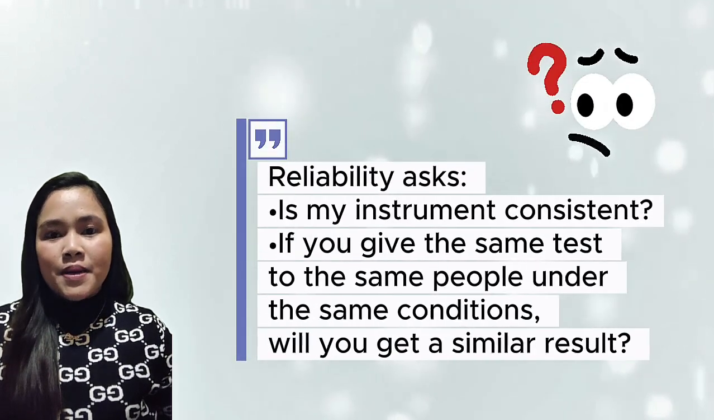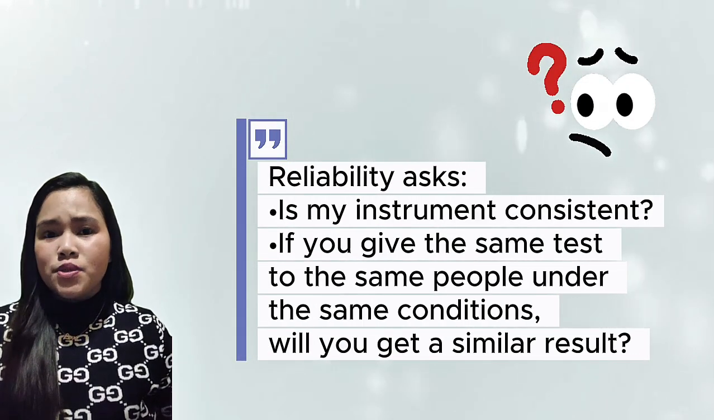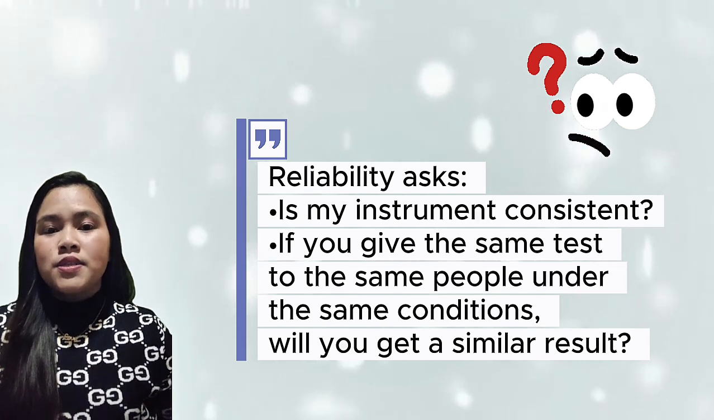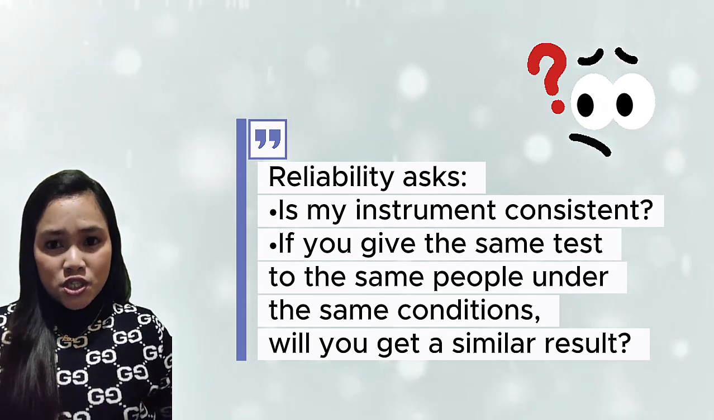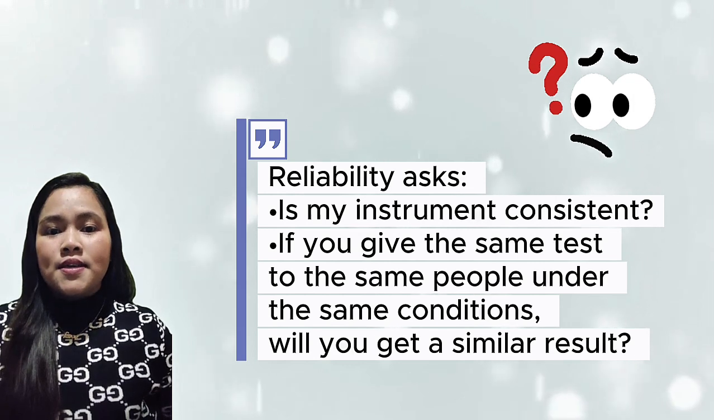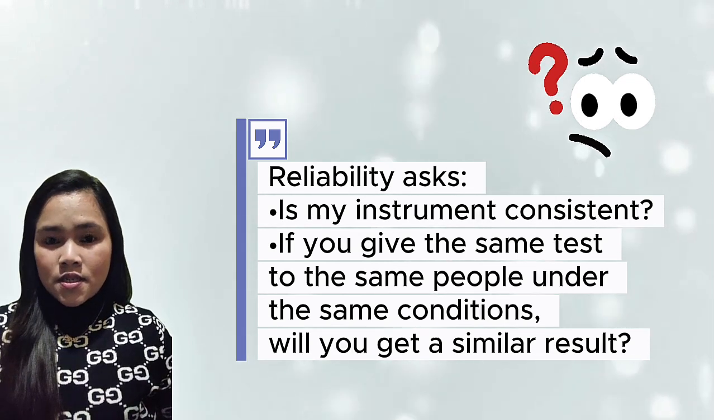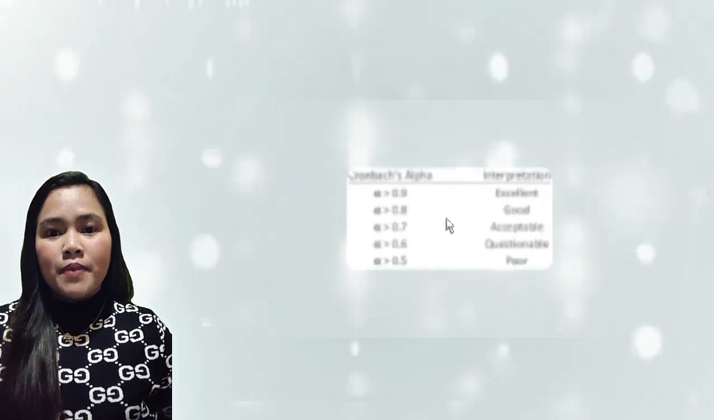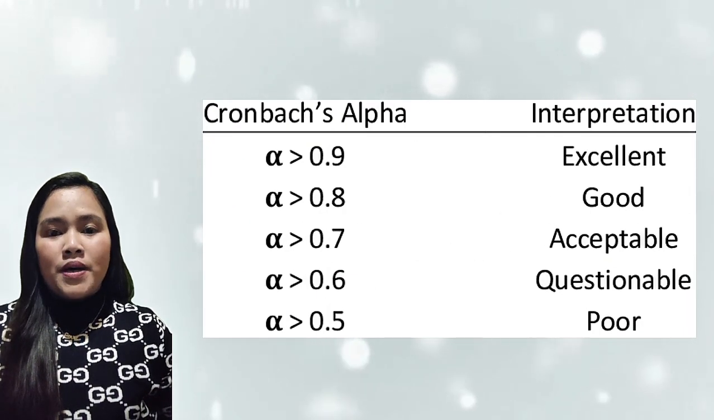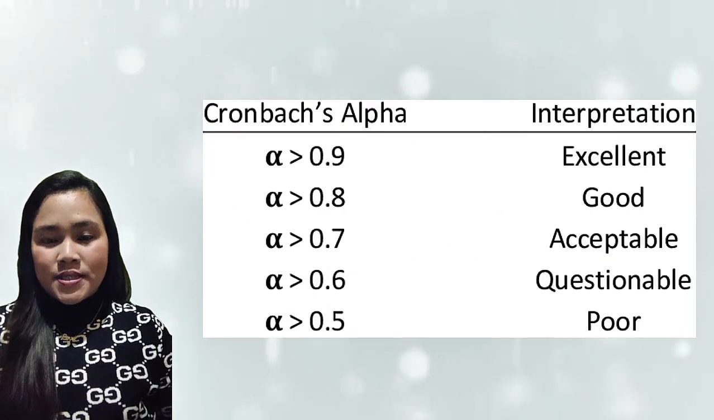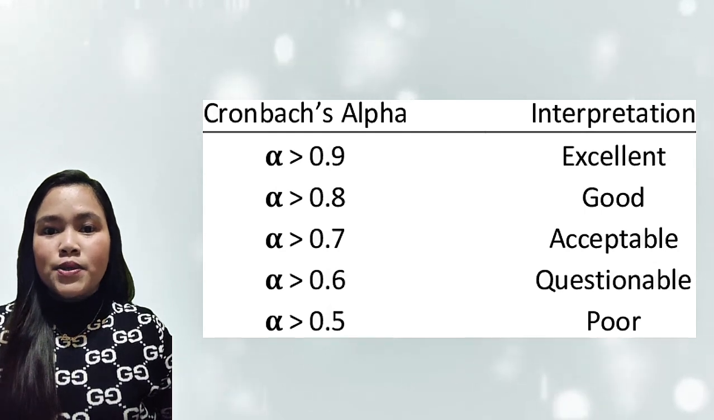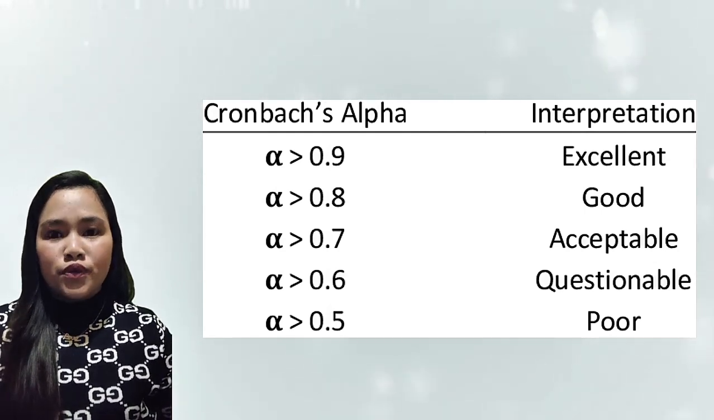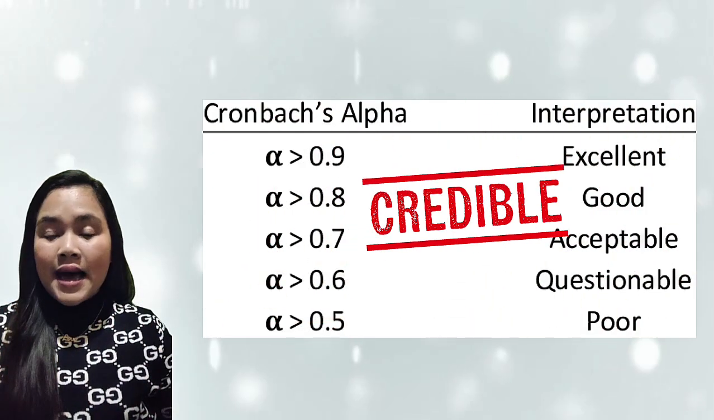Then, reliability asks, is my instrument consistent? If you give the same test to the same people under the same conditions, will you get a similar result? A common way to measure this is using Cronbach's alpha, where a score above 0.7 is generally considered acceptable. These concepts prove your data is credible and trustworthy.